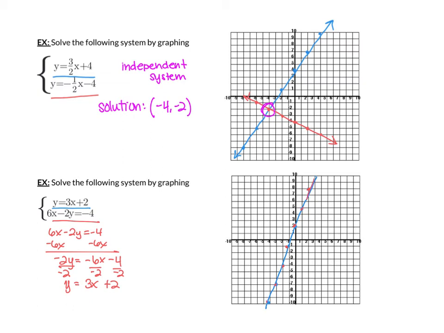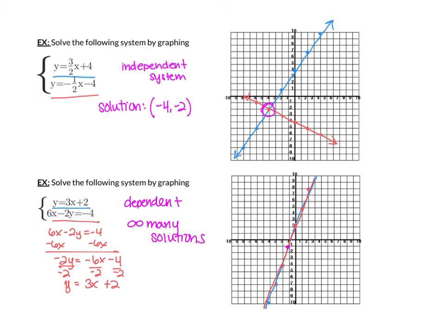Okay, so when I sketch this line, these lines lie right on top of one another. Well, this is an example of a dependent system. And the solution to this, what we write for a solution, is infinitely many solutions. Because every single point on the line, remember the line that continues on forever, is a solution.